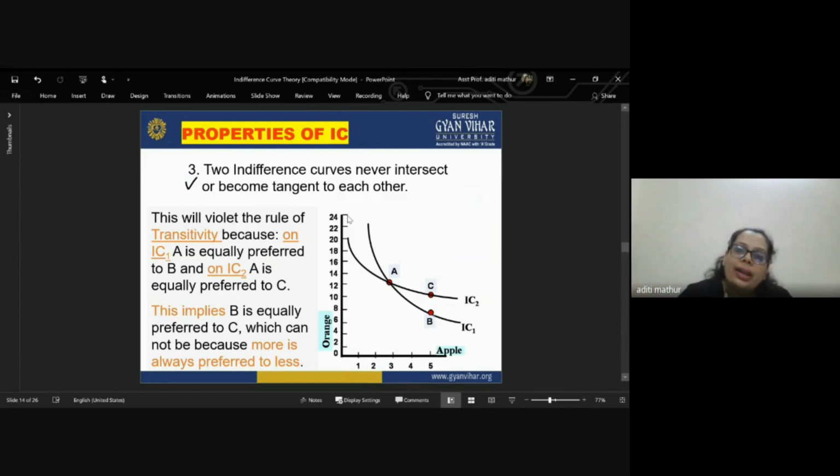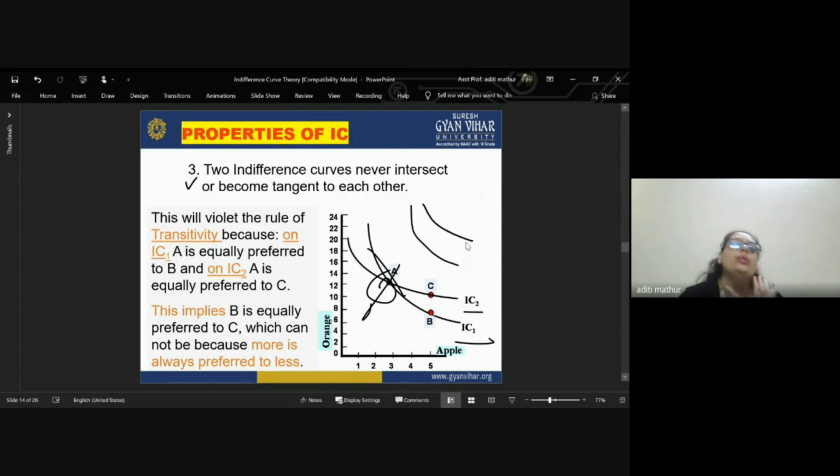But if we are saying that the point A is common, that means we are saying that IC1 and IC2 are giving the same level of satisfaction. So if they were giving the same level of satisfaction, they should have been at the same point. Why are there two curves then? Right? So that is why they never touch each other, or never intersect each other.